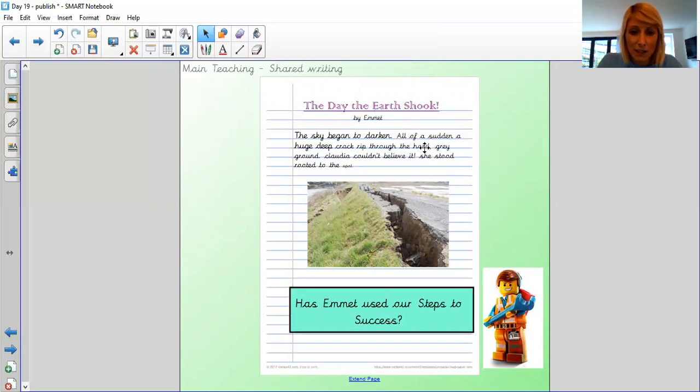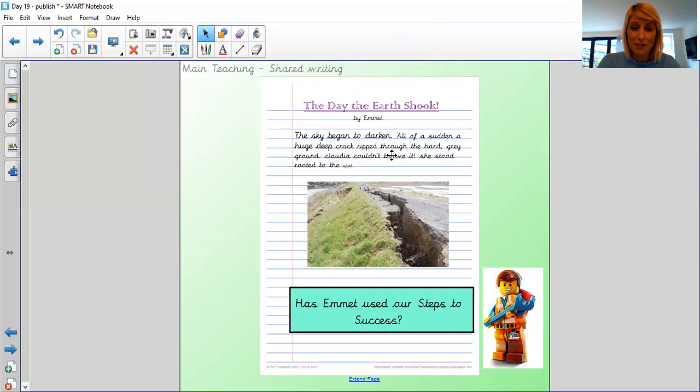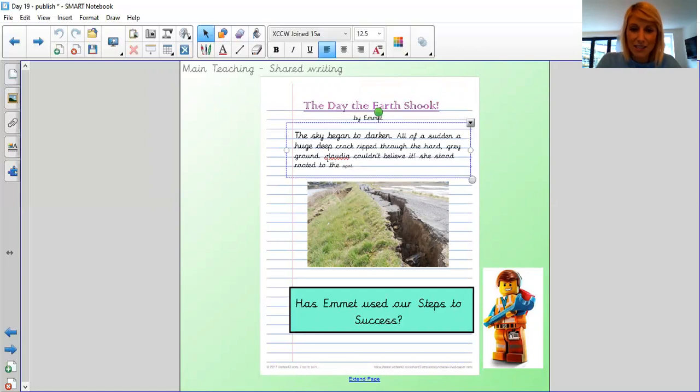So we've got all of a sudden a huge deep crack, rip through the hard. That doesn't make sense, does it? He means ripped. Okay, so read carefully, make sure you've copied your words carefully so that they make sense. Ripped through the hard grey ground. Full stop. Claudia, he's forgotten his capital letter again. I'm going to have to change that. So capital letter for Claudia.